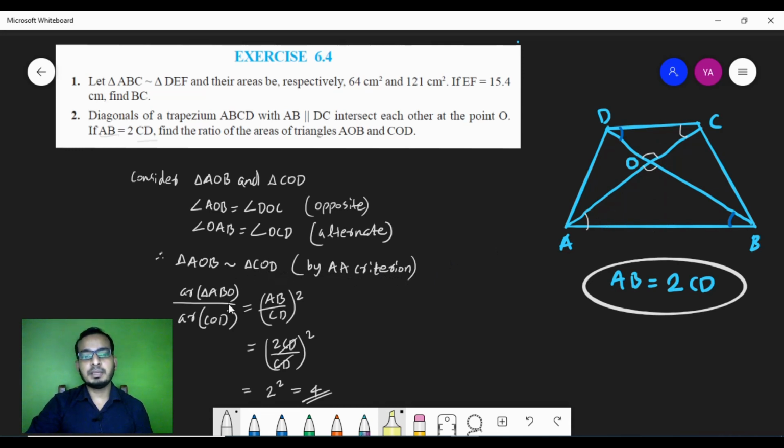Then we can apply our theorem. The ratio of areas of similar triangles is the same as the squares of the ratios of corresponding sides. So we will get area of triangle ABO by area of triangle COD is equal to AB by CD, all squared. In the next line we can substitute 2CD for AB, then we can cancel CDs, and it will become simply 2 squared, that is 4. So the ratio of areas of these two triangles is 4, or we can say 4:1.